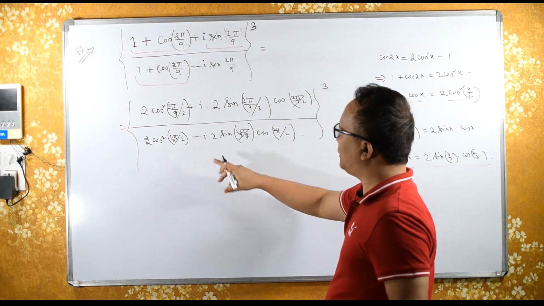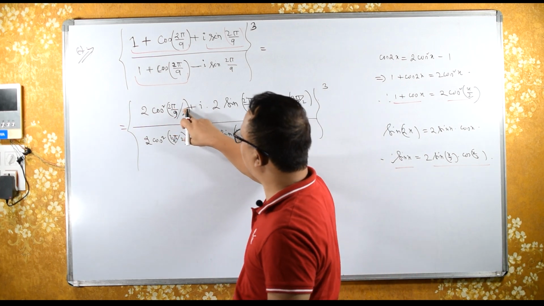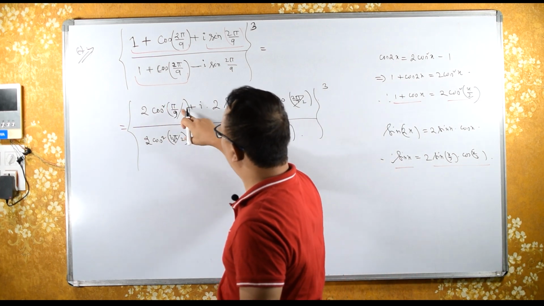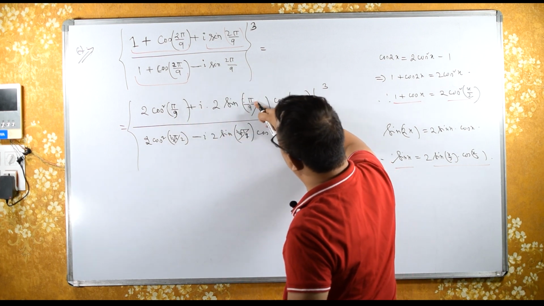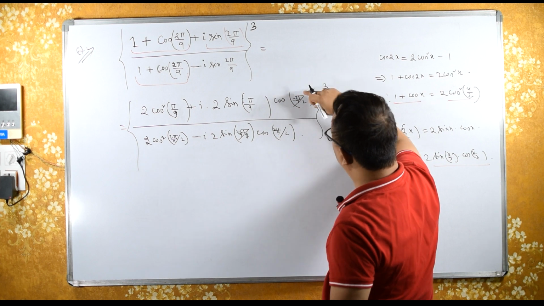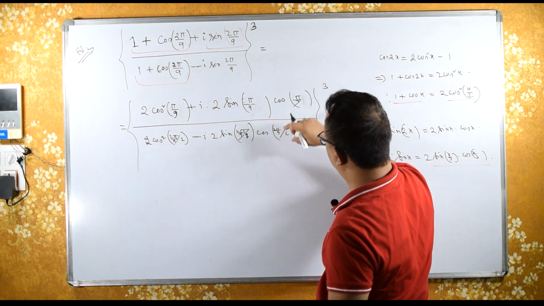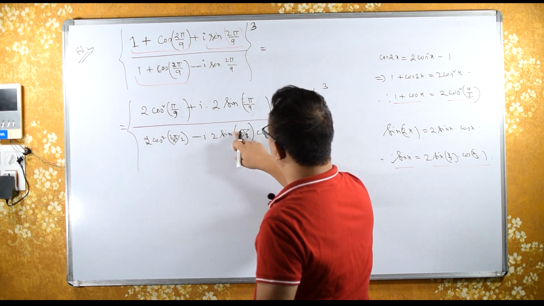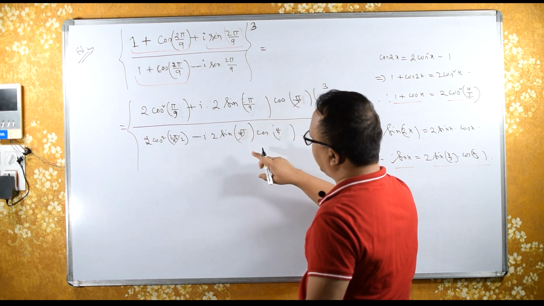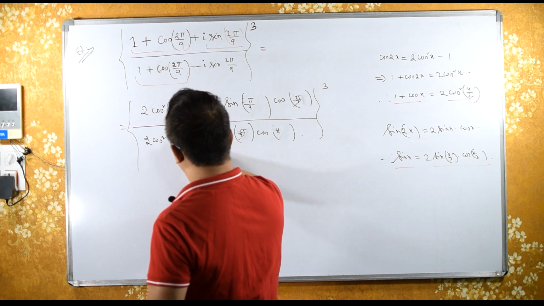Now, as I told you, these two and these two get cancelled. We have pi by 2. Similarly, these two and these two get cancelled, we have pi by 2. Again, these two and these two get cancelled, pi by 2. Here, the 2 gets cancelled, pi by 9. Here too, the 2 gets cancelled, pi by 9.